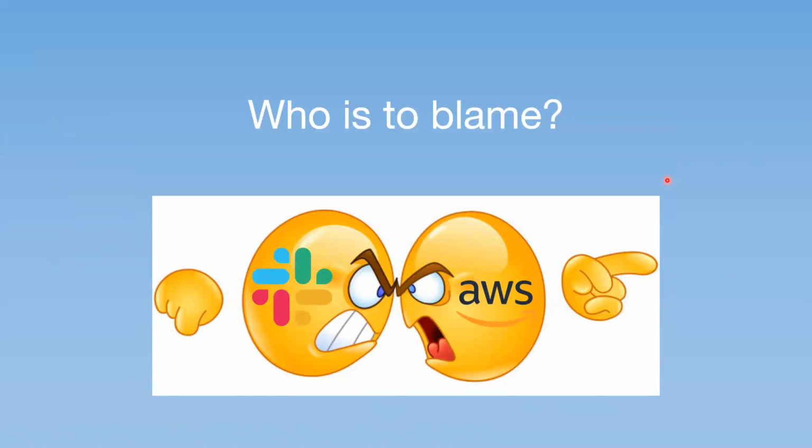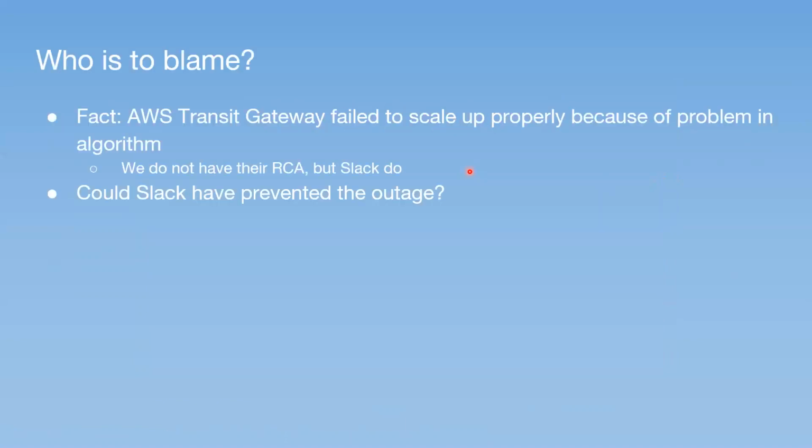So who is to blame here? Is it Slack or is it AWS? Well, here's a fact. The AWS Transit Gateway fails to scale up properly because of a problem in the algorithm. So I do not think you can make a case that AWS can blame Slack really for failing Transit Gateway. And the fact is, AWS have on their website written that it's an elastic service. It scales up with load, but it just fails to do that properly at this time.